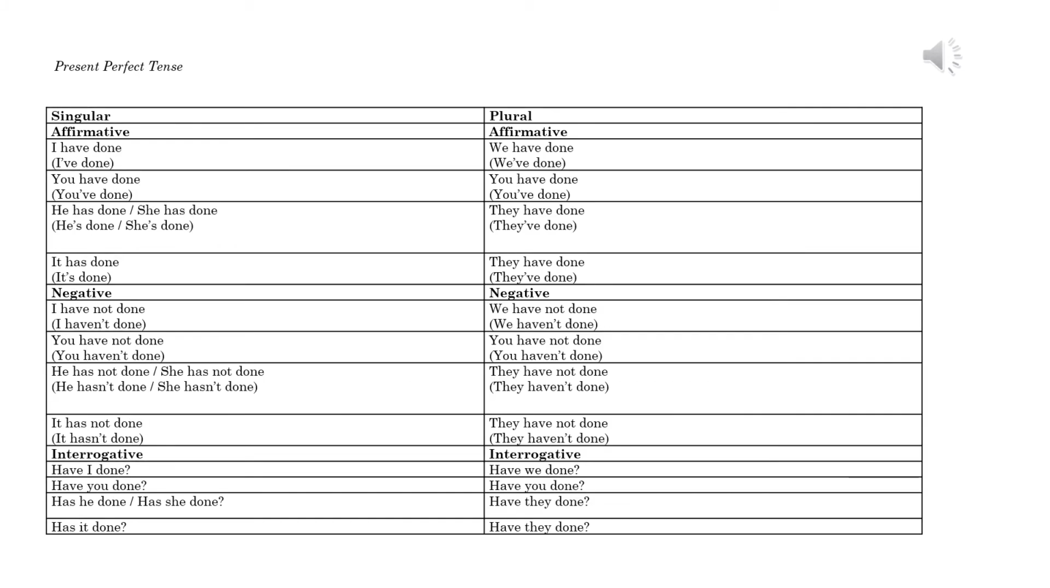Present perfect tense. Affirmative. I have done. I've done. You have done. You've done. He has done. She has done. He's done. She's done. It has done. It's done.